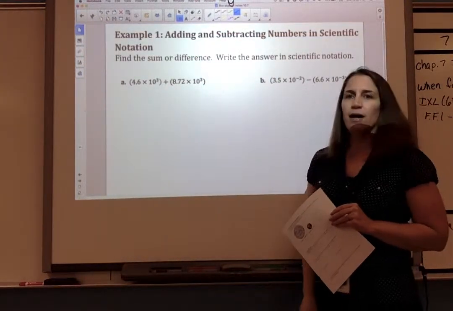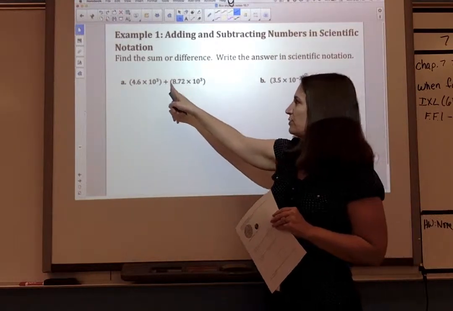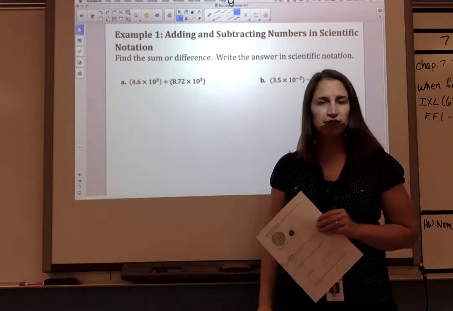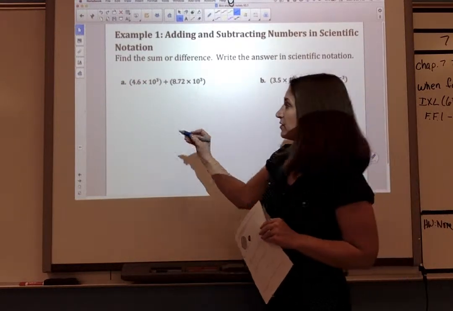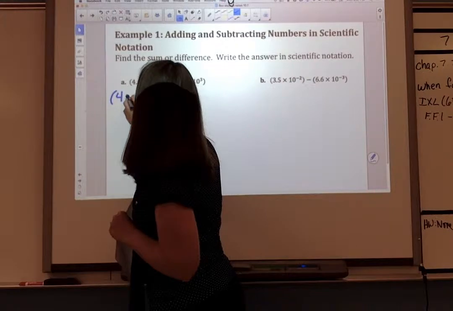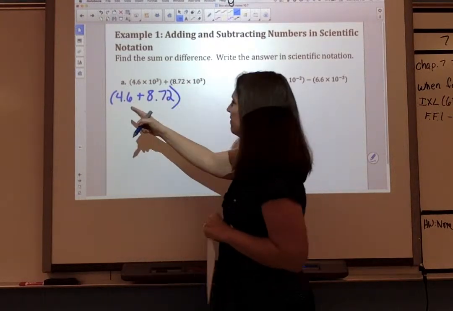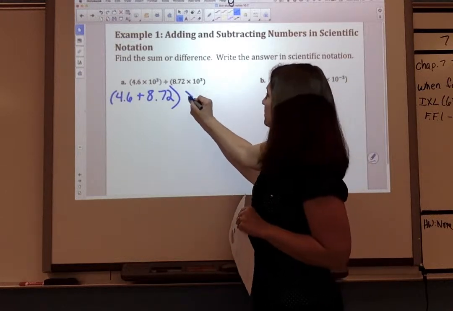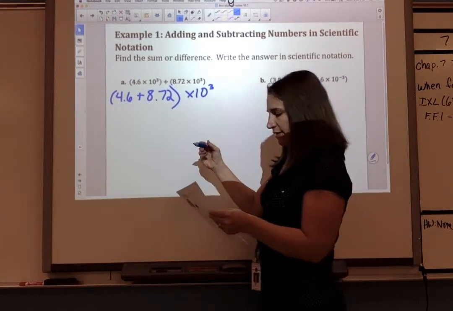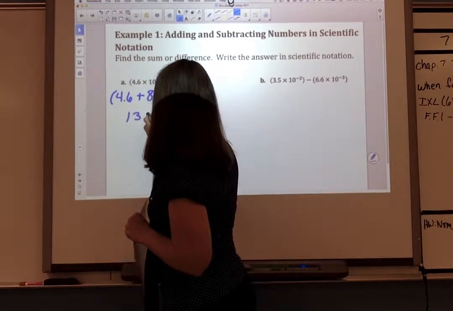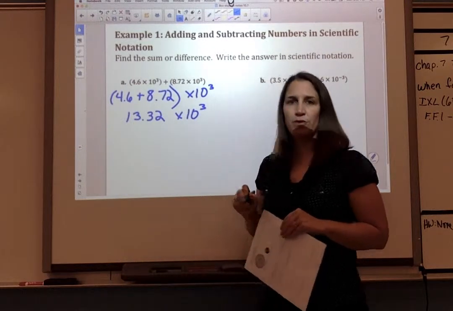This first problem asks us to add two numbers written in scientific notation, and they're both times 10 to the third power. So what we can do is just add the factors. So I'm going to rewrite this as 4.6 plus 8.72, and this whole sum times 10 to the third power. So now we'll add these together. It's 13.32 times 10 to the third power.